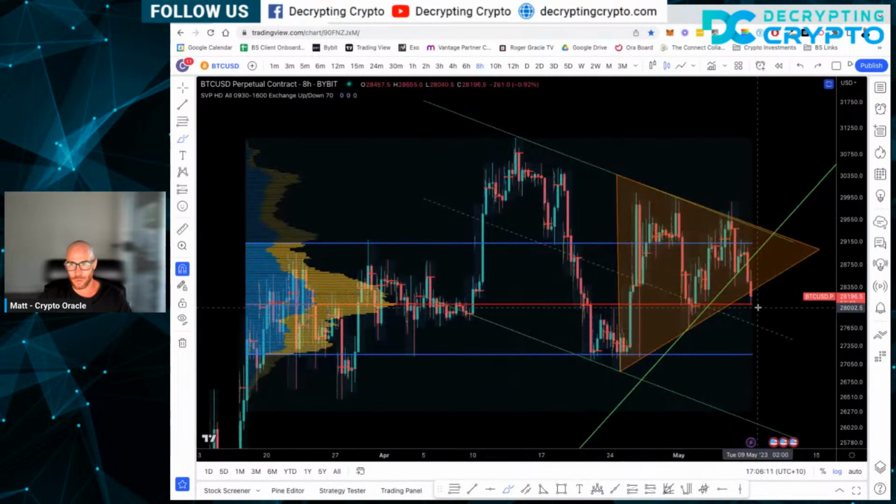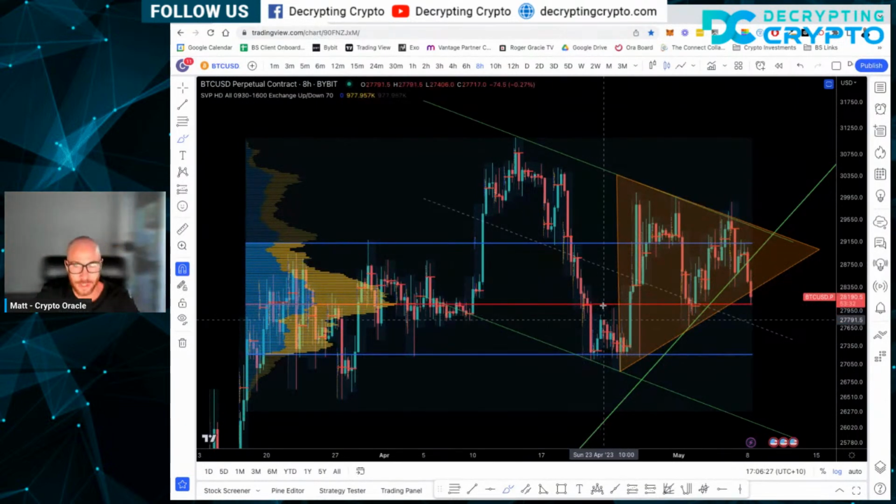Right now, if we do lose this point of control, obviously look for support around the value area low. But I do think if we do come back down here, we're probably going to end up breaking down, because we've been in this sideways range since the 18th of March. So we're coming up to 2 months of consolidation.